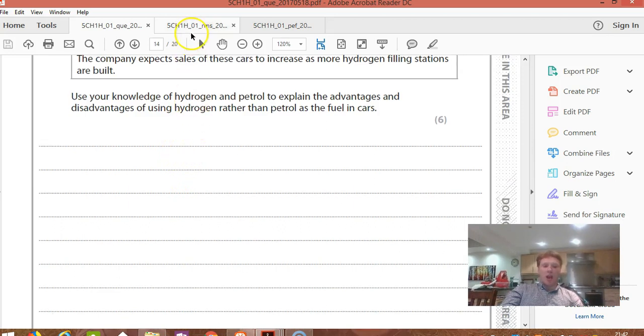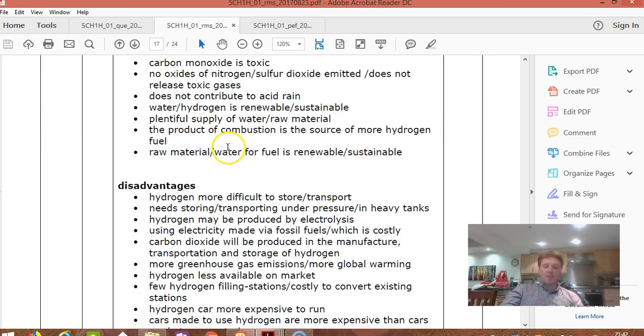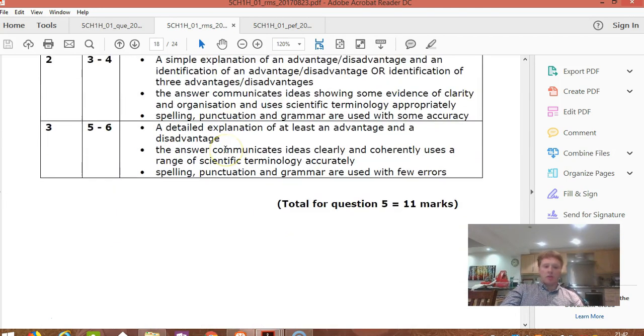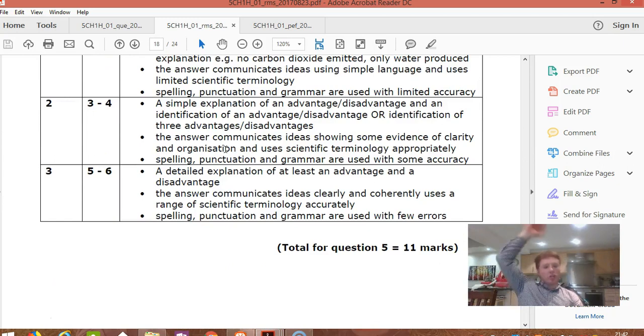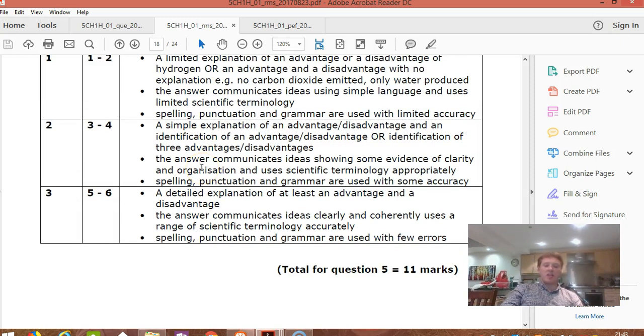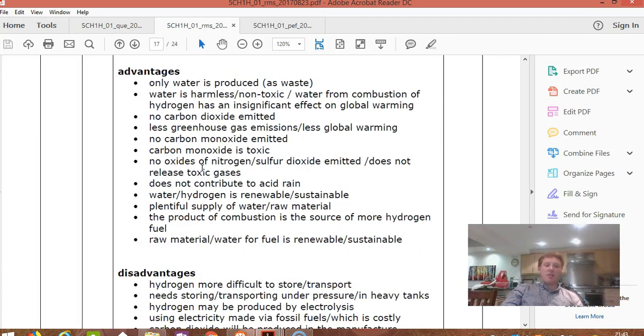Off you go. Right. So to get 6 marks, you need a detailed explanation of at least an advantage and a disadvantage of both. The answer communicates ideas clearly and coherently, uses a range of scientific terminology. Spelling, punctuation, and grammar are accurate.